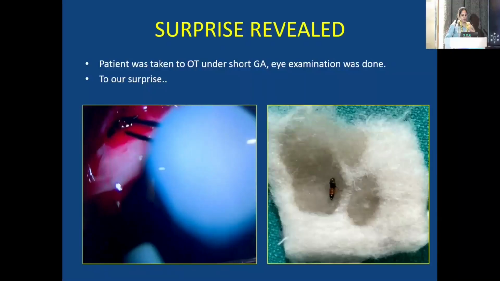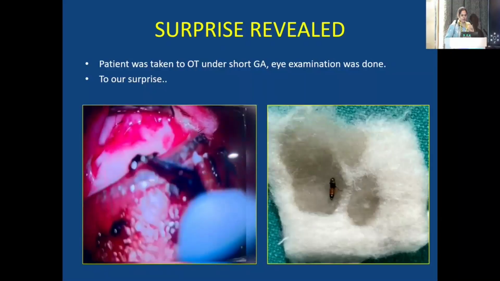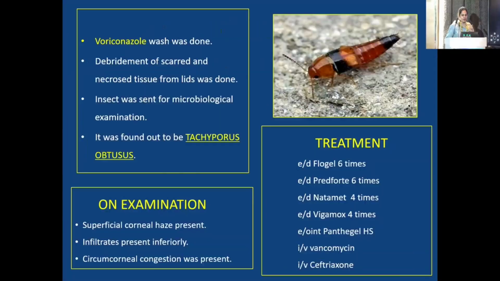Patient was taken into OT under short GA, eye examination was done, and to our surprise an insect was extracted from the lower fornix. Voriconazole wash was done, debridement of scarred and necrosed tissue from lids was done. Insect was sent for microbiological examination. It was found out to be Tachyporus obtusus.